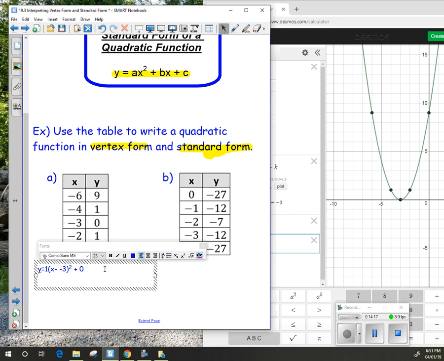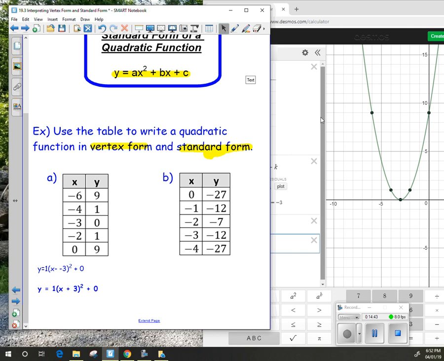So really, we would write this equation as y equals 1 parentheses x plus 3 parentheses squared. And you can put in the plus 0. You don't have to, though, because anything plus 0 is just nothing there. So really, this is our equation of that parabola. And we did it, again, just by using our Desmos, our best friend here. And that's vertex form.